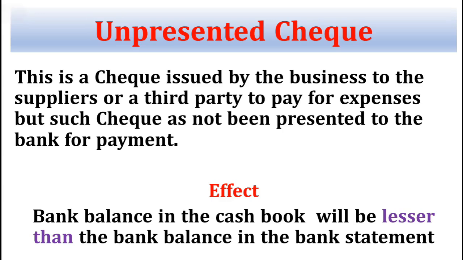The effect is that the balance in the cash book will be less than the balance in the bank statement. We've already issued the check to the supplier to go and withdraw the money from the bank, but the supplier did not tender the check earlier. So as a result of that, the amount we will be having in the bank will be more than what we thought we are having in the bank.